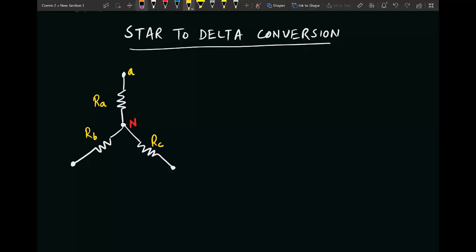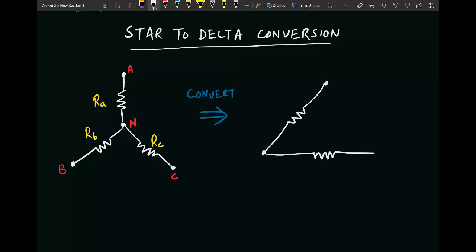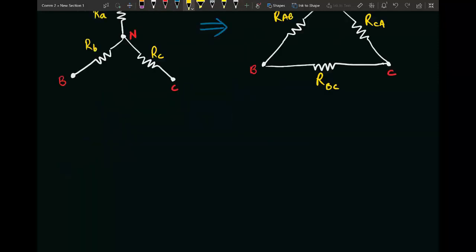Let us begin by representing resistances in star and delta configuration. On my left is the star network in which R_A, R_B, and R_C are given, and we have to find the delta resistances which are R_AB, R_BC, and R_CA.